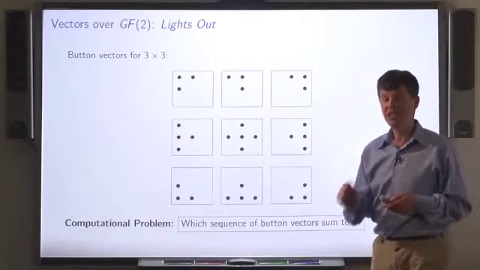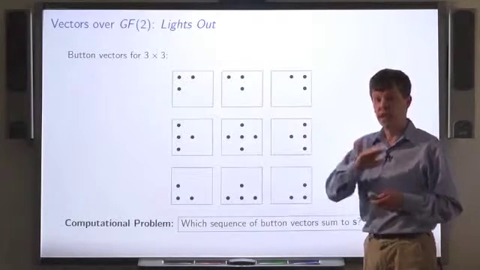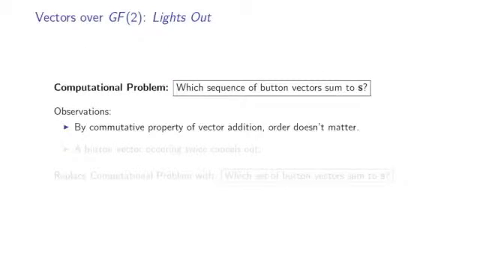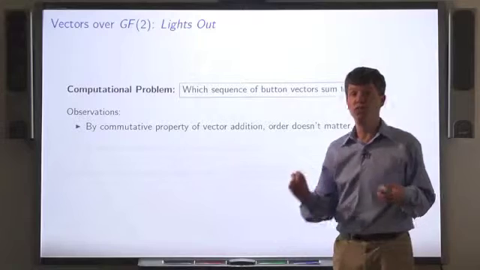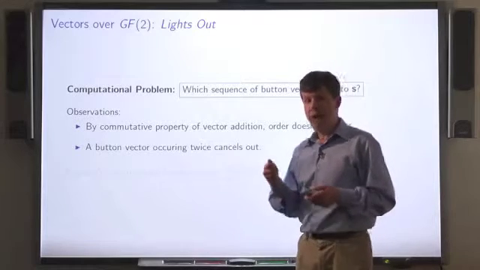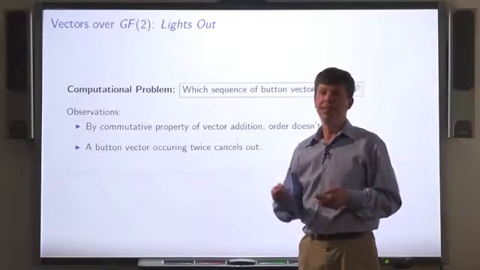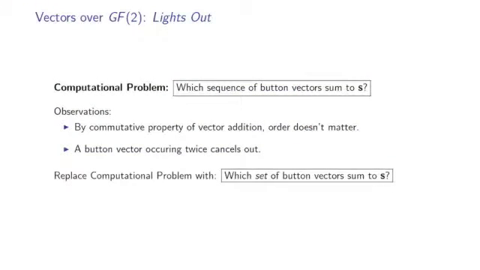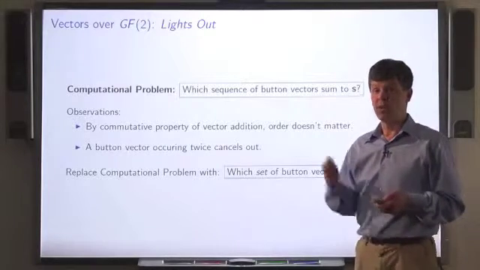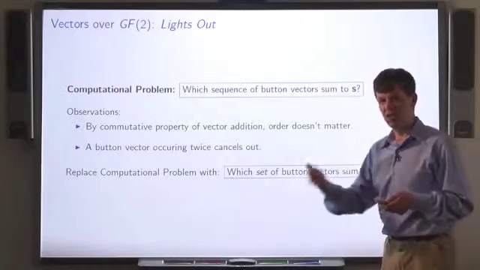The question is, which sequence of buttons will lead to the configuration in which all the lights are out? Here's some simple observations. By the commutative property, the order in which you push those buttons doesn't matter. Also, if you add a button vector twice, they cancel out. So really, instead of trying to think about the sequence of buttons we push, all we have to do is figure out which set of the button vectors we have to push. That is, which set of the button vectors will sum up to the vector representing the initial configuration.